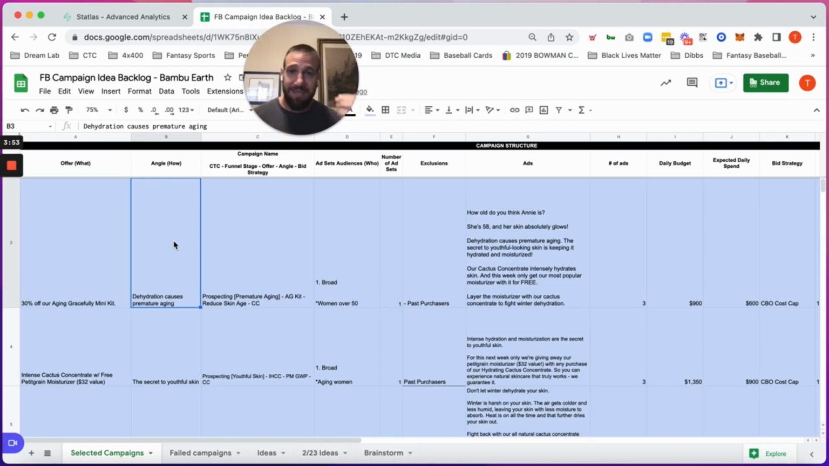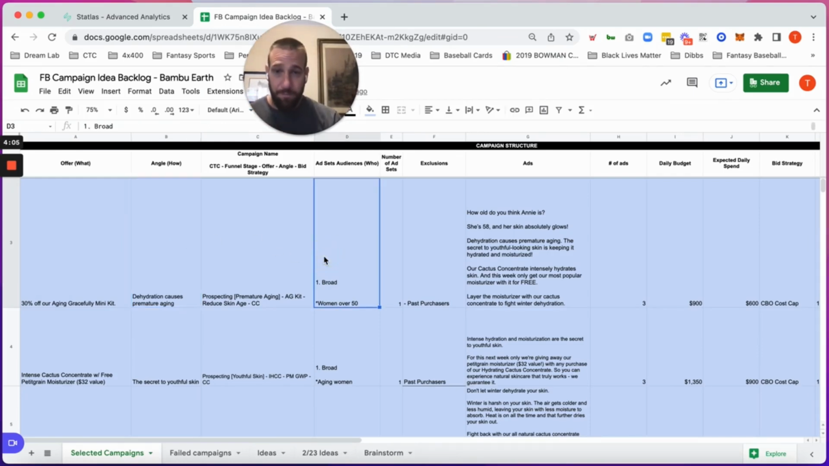These are different frameworks for thinking about angles. But what is the core message, the problem, the hook that I'm going to go out and get the customer with? In this case, we're saying that dehydration causes premature aging. The audience is women over 50, women that are considering aging as part of their process and are concerned about the effects. What we want to present to them is, here's a risk factor that causes premature aging, dehydration, and here's how our product is a solution for it. So you have a very clear offer, a very clear angle, and a very clear audience.